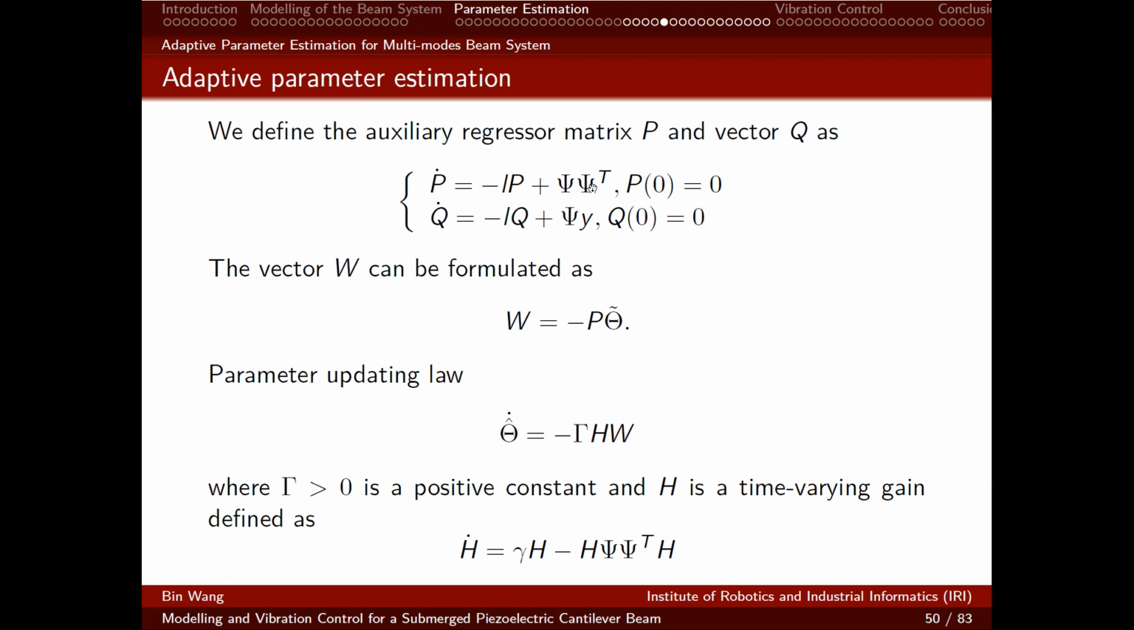So to achieve this goal, we define the auxiliary regressors P and Q. Then the vector W can be formulated that contains the parameter estimation error. Then we develop a parameter updating law. Gamma is a learning gain, which is a positive constant, and H is a time varying gain, which is used to compensate the effect of the regressor.